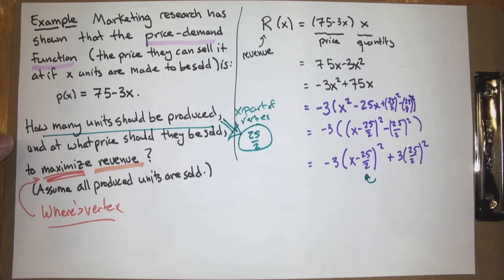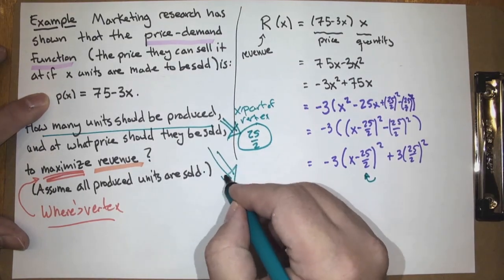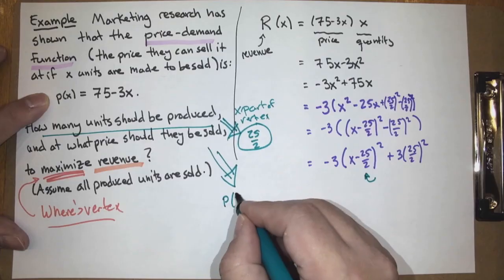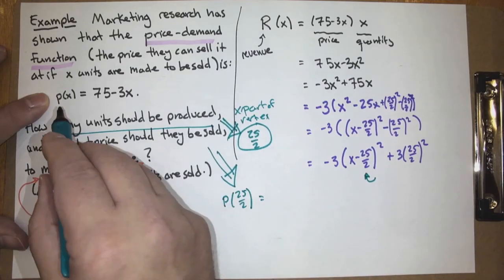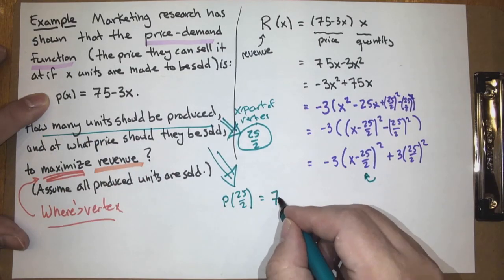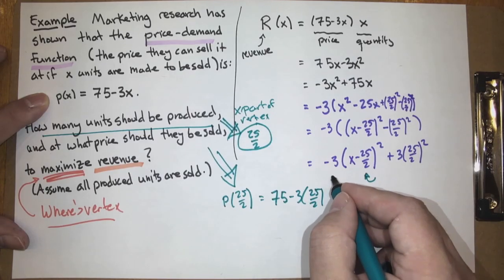How do you get the information about what price we should sell them at, given we know how many units we should produce? Put it into the price function. So we should be shooting to price it at x equals 25 halves. So that's 75 minus 3 times 25 halves, and then whatever that number turns out to be.